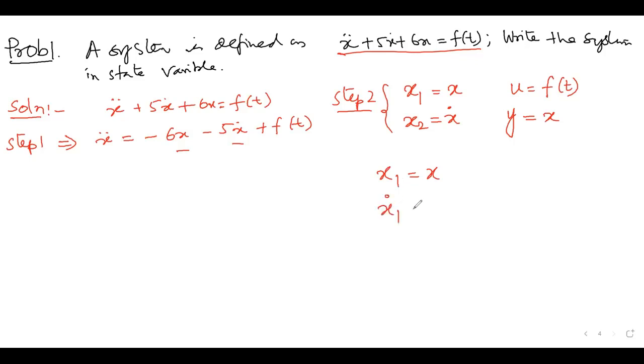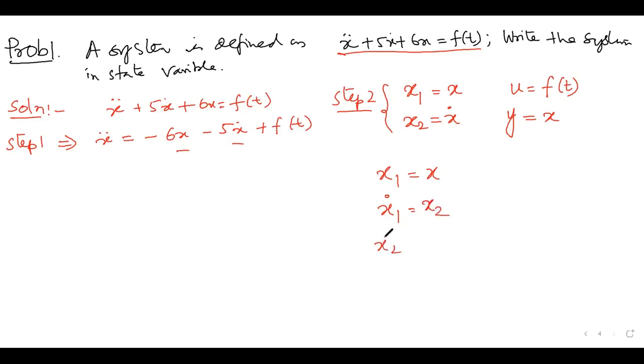If you consider x1, x2, then write x dot. x1 dot means x dot, which is equal to x2. Understood? x1 dot equals x dot, and x dot means x2, so x1 dot equal to x2. So x1 dot equal to x2. Very good.